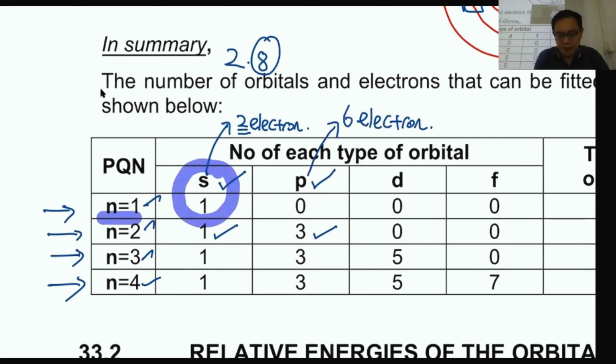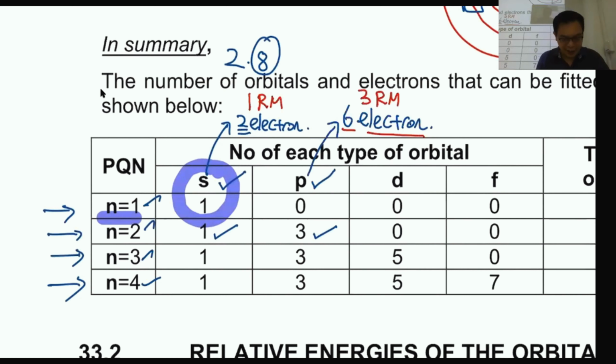Your s orbital is your 1 room flat. That means it can hold 2 persons, like 2 electrons. The p orbital itself is like a 3 room flat. Now 1 room can hold husband and wife, so it's 2 persons. With 3 rooms, 3 times 2 gives you 6 electrons. This is the way we place the electrons.